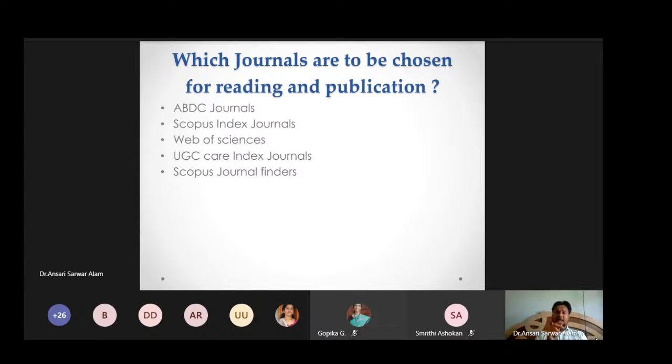So you can choose the journals from the ABDC journals, and I will be sharing the ABDC journals 2019 list with you after this session. I have already shared it with the webinar coordinator, Dr. Simriti Ashokan ma'am. You can have the list from her, and you will get my PPT from her and the other things which are related to my presentation. So you should look after the ABDC journals first of all. Then after that you should look after the Scopus indexed journals.